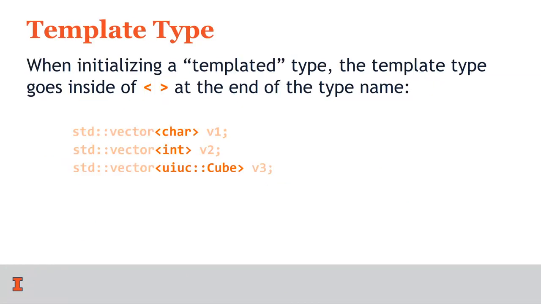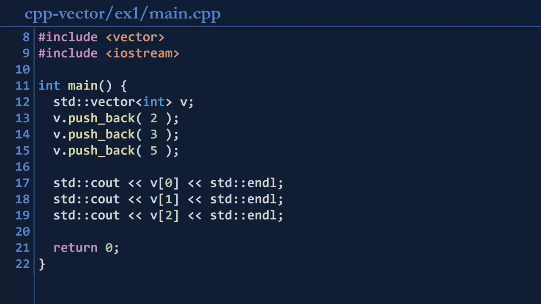As we mentioned earlier, when initializing a templated type, the template goes inside of the angle brackets at the end of the name. So for example, the name of the object we're initializing is a standard vector, and we use these angle brackets at the end. So this is a standard vector of characters. We can go ahead and see this in source code.